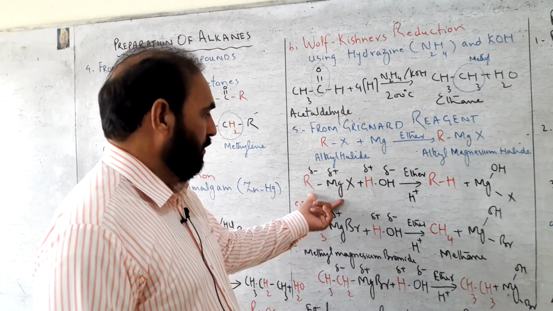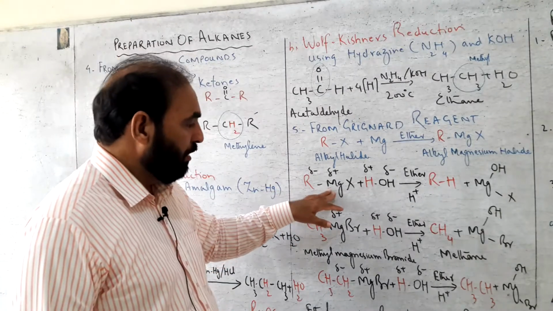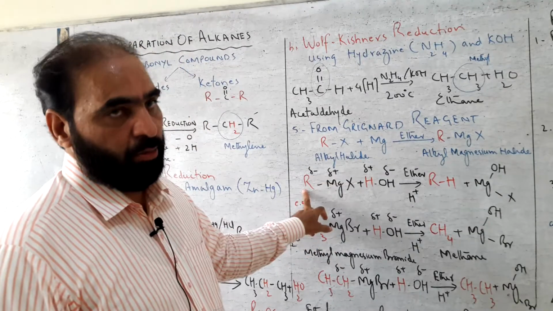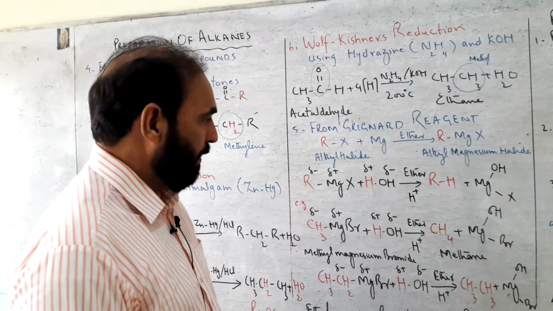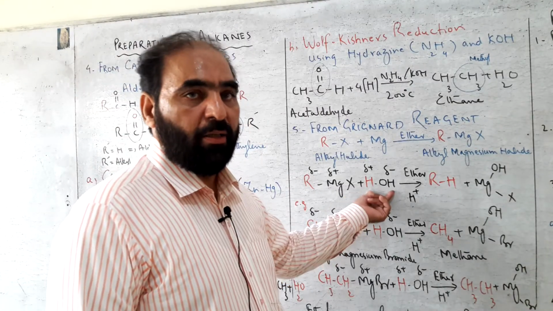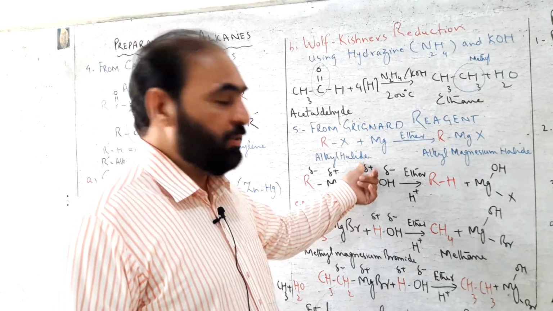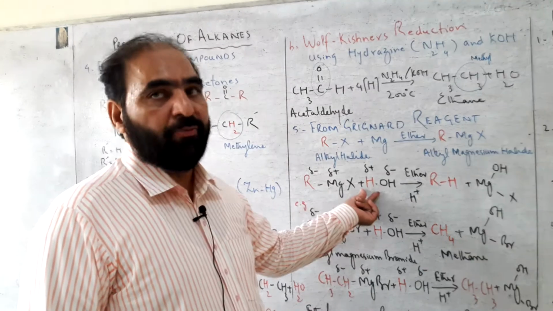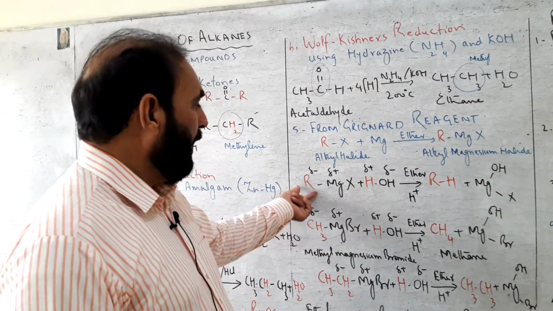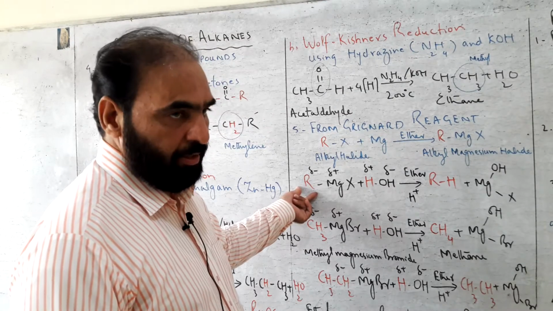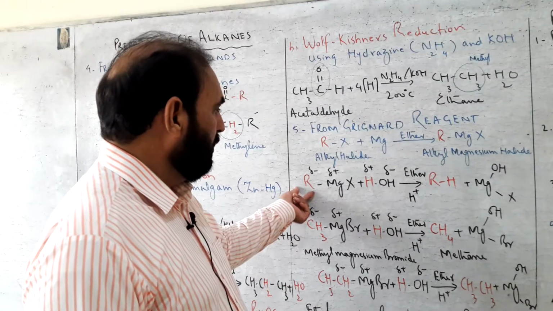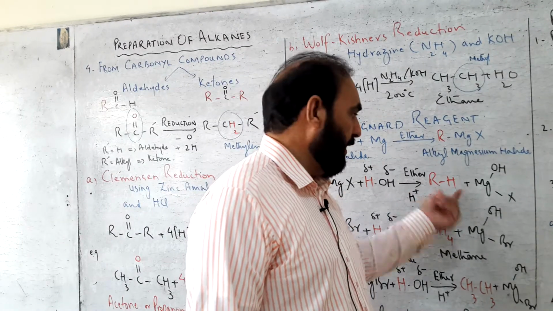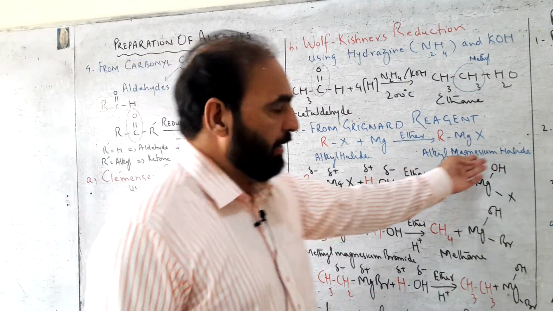RMgX is a polar molecule in which magnesium has a partial positive charge and the carbon of the alkyl group has a partial negative charge. Water is also a polar molecule. Hydrogen is partially positively charged and OH is partially negatively charged. The partial positive part of water combines with the partial negative part of the Grignard reagent, that is R. R and H combine together to form RH, which is an alkane, and OH goes with the magnesium.